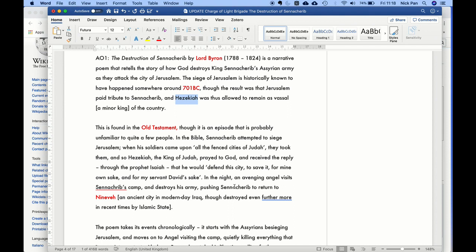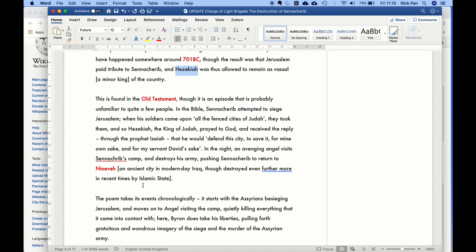However, in this episode in the Bible, the Old Testament that Byron is drawing from, he comes upon the cities of Judah and tries to take over. However, Hezekiah, the king of Judah, prays to God and receives a reply through the prophet Isaiah that he would defend the city to save it "for mine own sake and for my servant David's sake." So an avenging angel in the night visits Sennacherib's camp and destroys his army, pushing the king to return to Nineveh, which is an ancient city in modern-day Iraq.